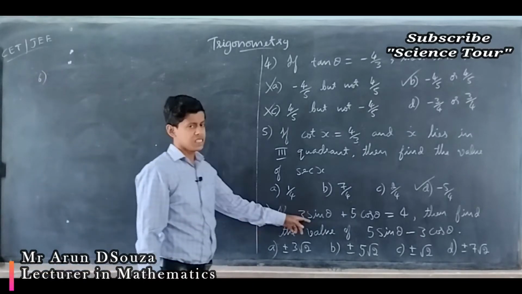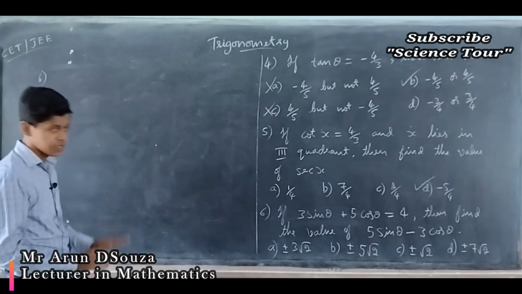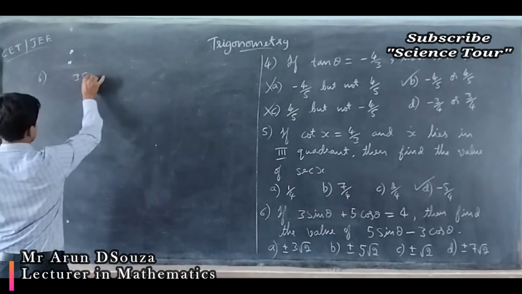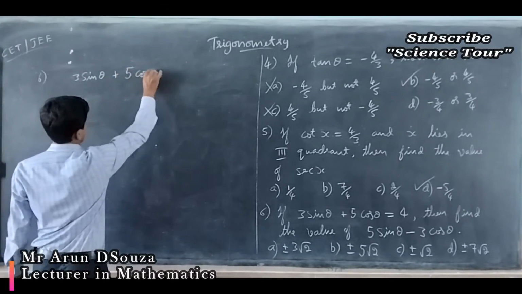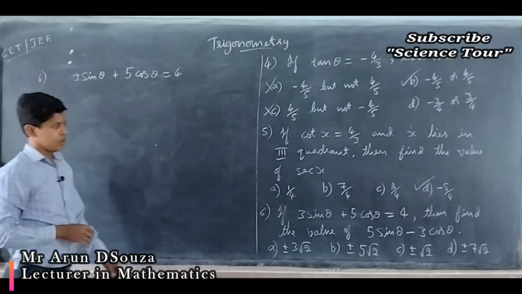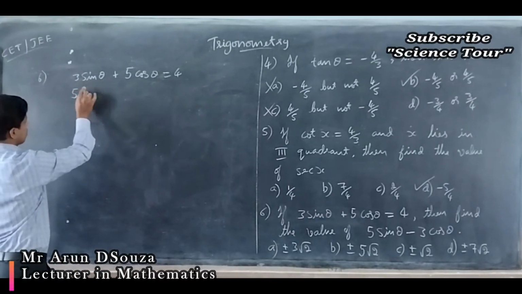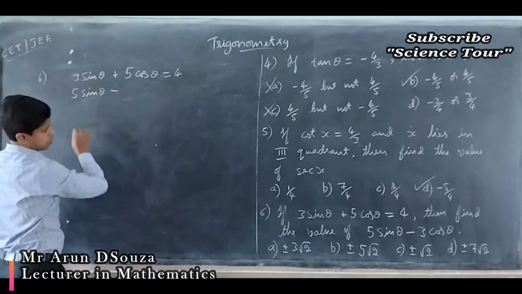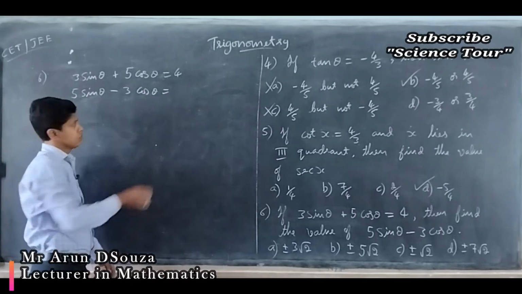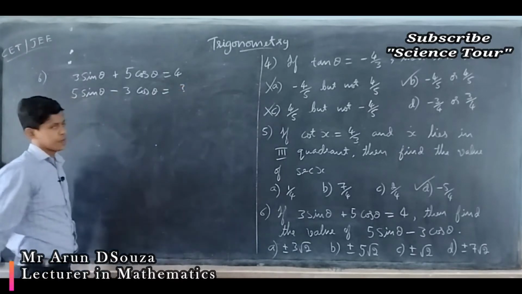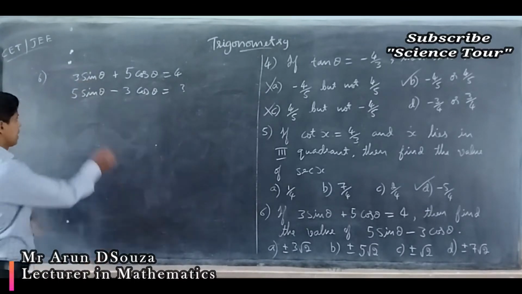If 3 sin theta plus 5 cos theta is equal to 4, this has a trick. So understand that. And what you need to find is 5 sin theta minus 3 cos theta. So we don't know that, so we have to find it. Let us keep that aside.